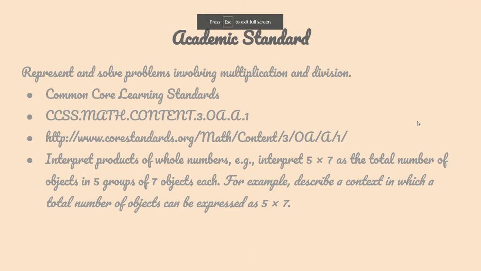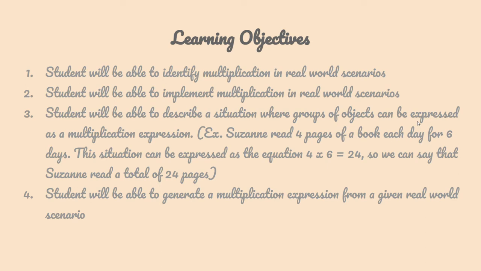So then the next slide goes over the academic standard. Now, this is a Common Core learning standard, and it's just interpreting the product of whole numbers as a story problem. It gives an example here: 5 times 7, the total number of objects in 5 groups of 7 objects. And then they can talk about that as 5 times 7 or 7 times 5. And so the learning objectives is just what the students hopefully are going to be able to know by the end of this lesson.